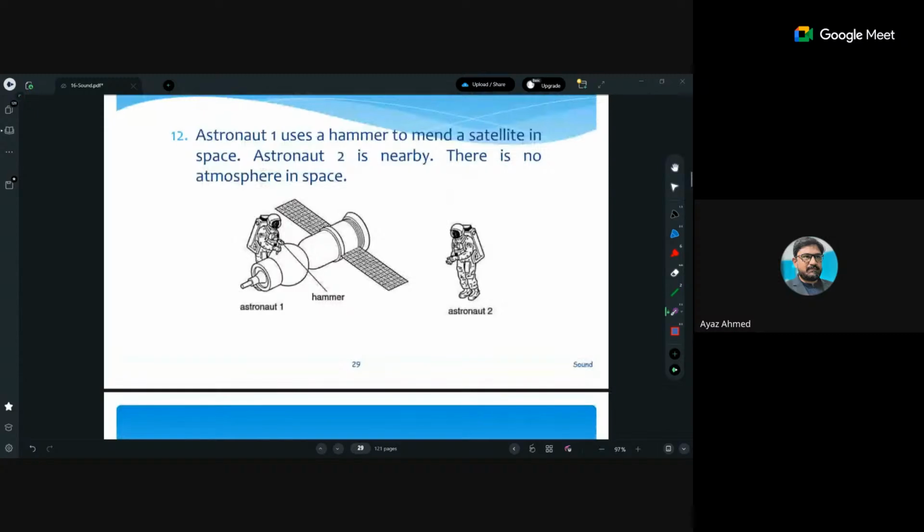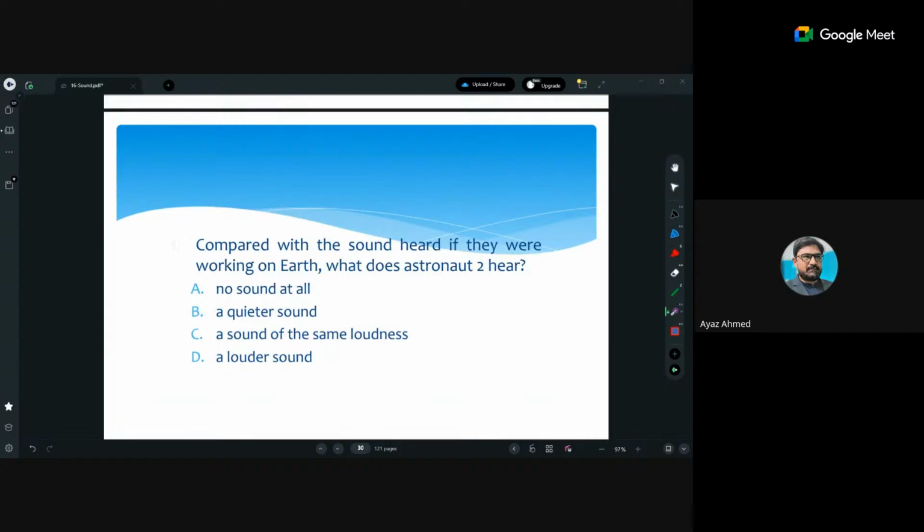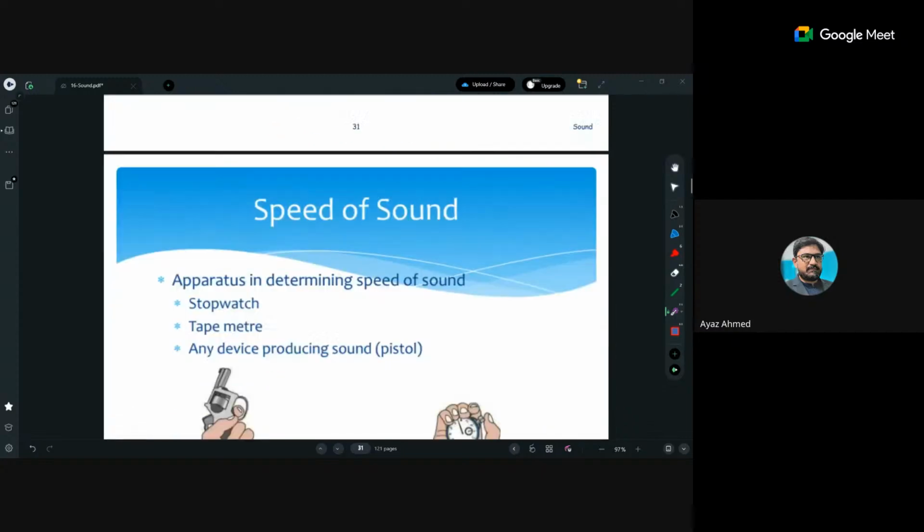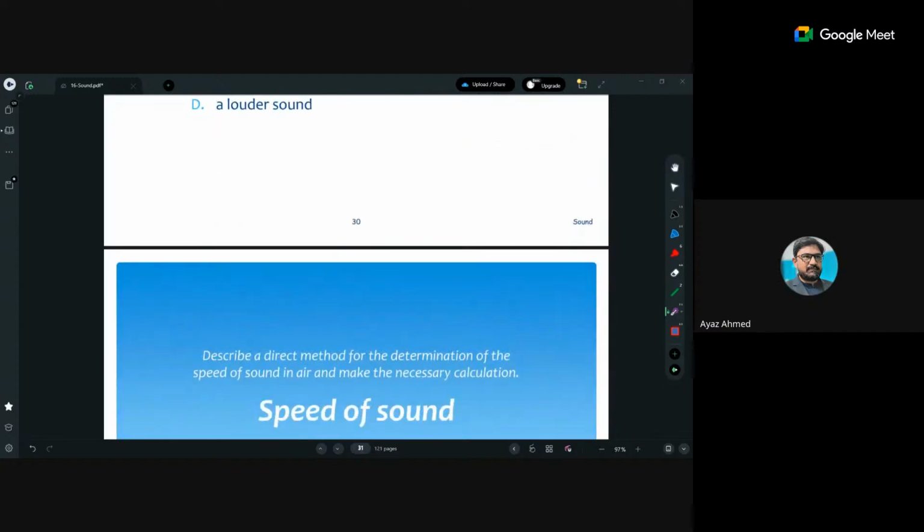Okay, the same astronaut is now hammering in space. The astronaut is hammering to mend a satellite in space. Astronaut 2 is nearby. Here, there is no atmosphere in space. So, as compared with the sound heard when they were working on the Earth, what does astronaut 2 hear? No sound at all, right? So this is basically one topic, or I can say phase one.